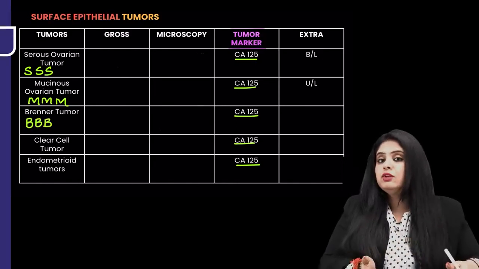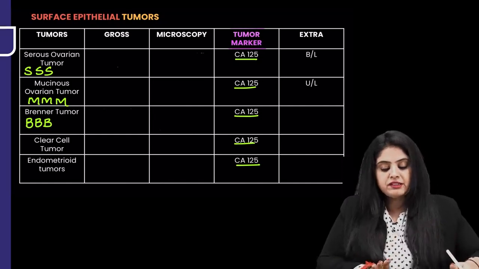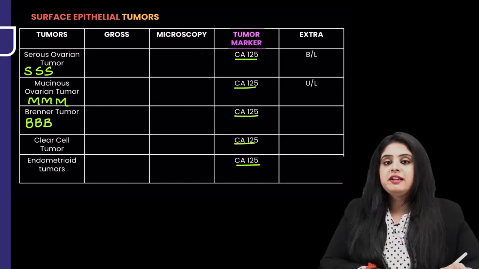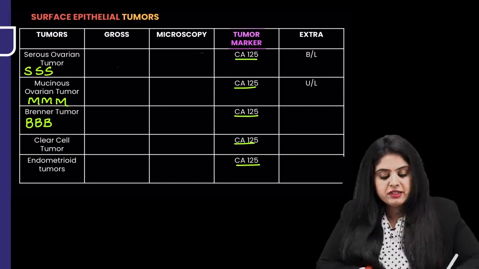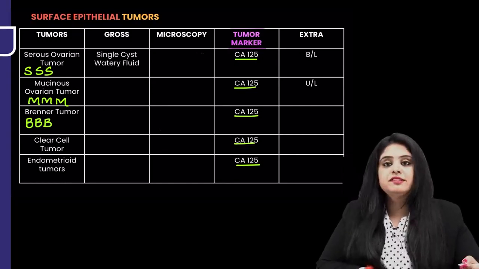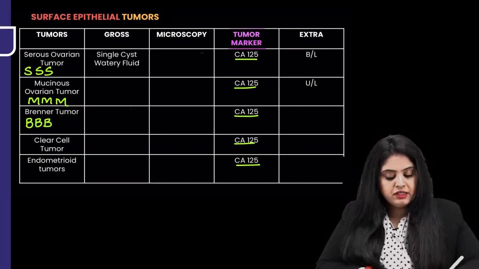That is how I have tried to make this table a little simpler. So if I ask you, which of them is going to present with a single watery cyst? You will say serous will come with a single watery cyst.